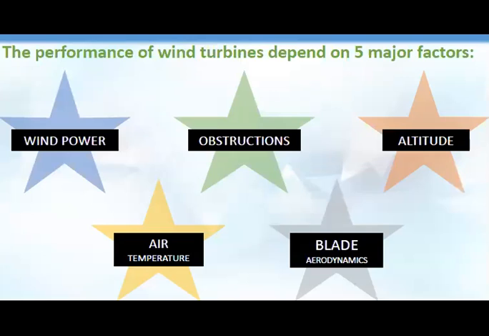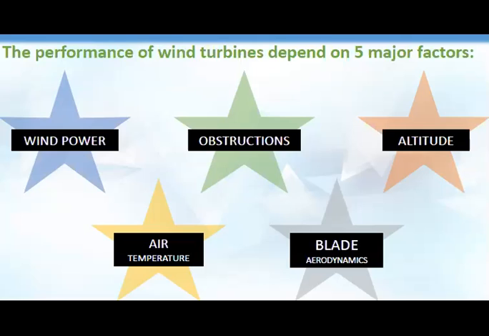So the performance of the wind turbines depends on five major factors. The first one is the wind power, the second one is obstructions, the third one is altitude, the fourth one is air, that means temperature, and the next one is blades, that means aerodynamics. How much wind power you are delivering, that is the first one. The second one is obstructions.